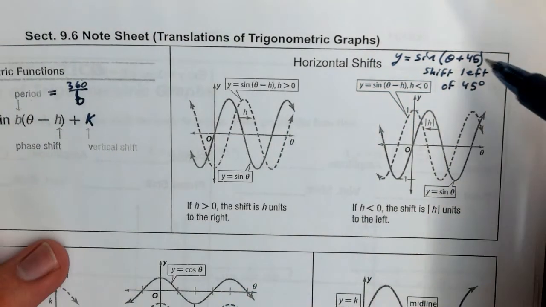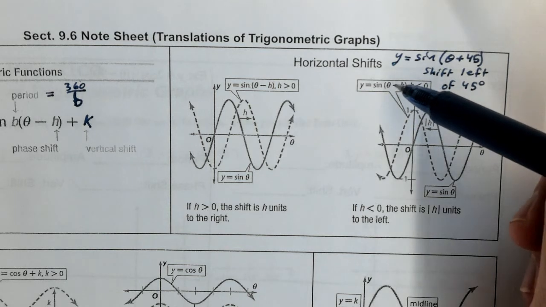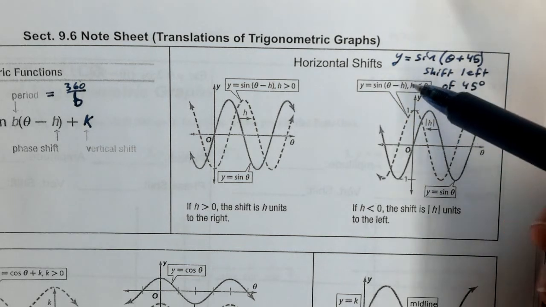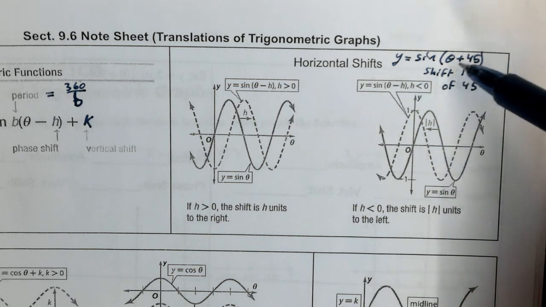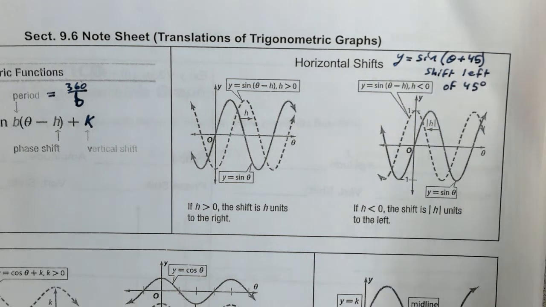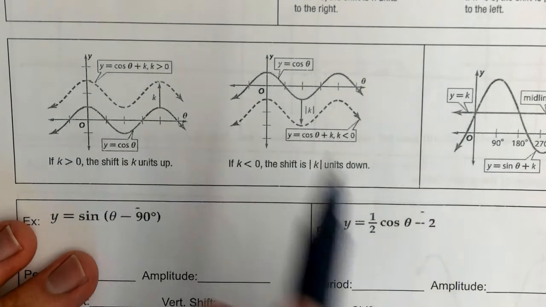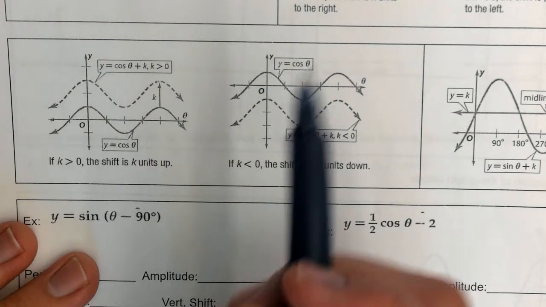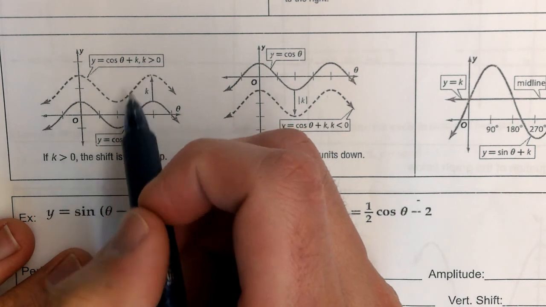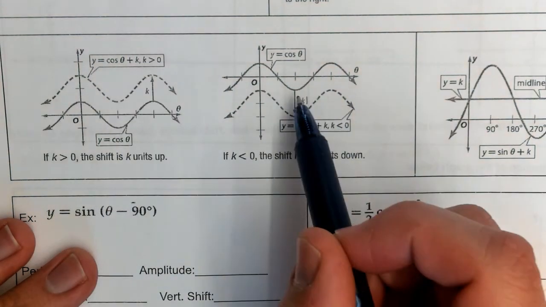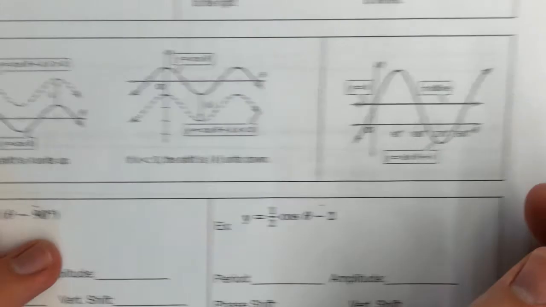Okay? So that's what I mean by H being a little bit deceptive. If it's a plus sign in here, then it's going to be shifted left 45, and if it's a minus sign, it's going to be shifted to the right, okay? The vertical shift is more straightforward because you don't have to worry about the sign. If K is positive here, then it's going to be shifted up. If K is negative, then it's going to be shifted down. Okay, so K acts as you would expect it to.